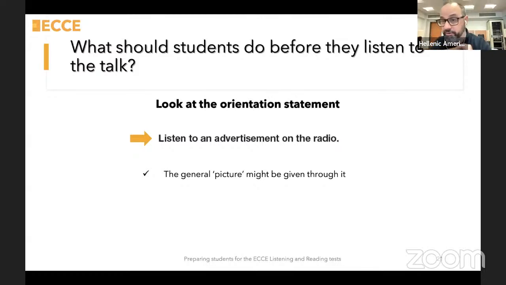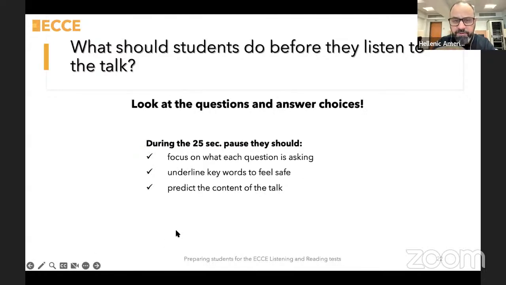about the general picture. Of course, they will also have a 25-second pause before they listen to the recording. This is an instruction that they will hear. So the person in the recording, the narrator, will say, you have some time to look at the questions. And of course, they will do that. They will have 25 seconds to look at the questions.